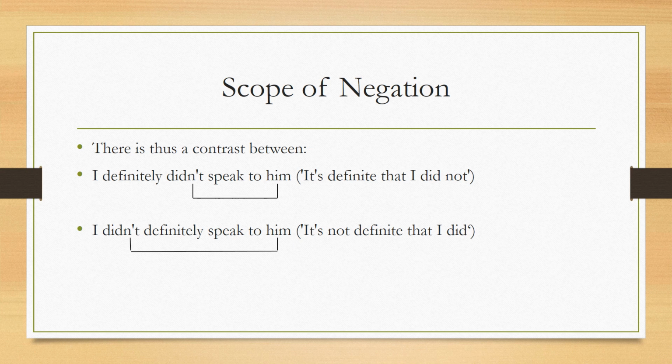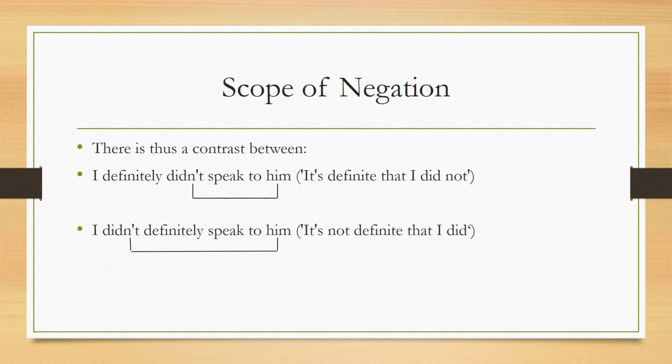So what does this mean? It means it is definite, it is sure that I did not speak to him. Why is the adverb definitely positive here? Because here it lies outside the scope of negation. It comes in the sentence before the particle of negation not.